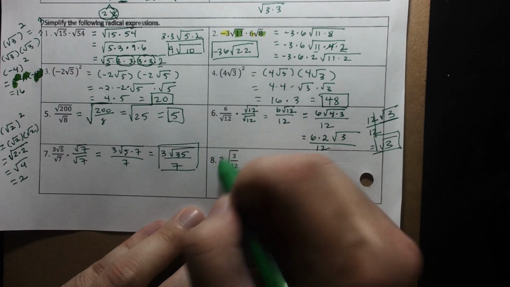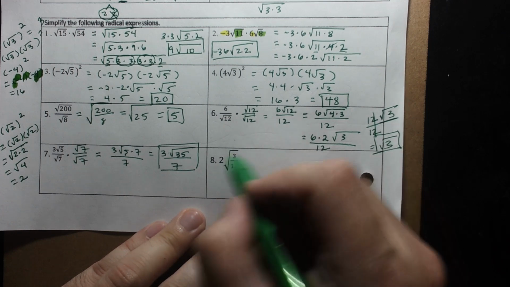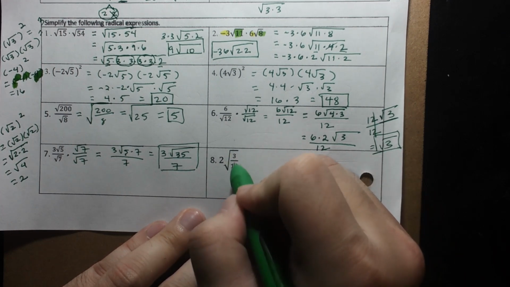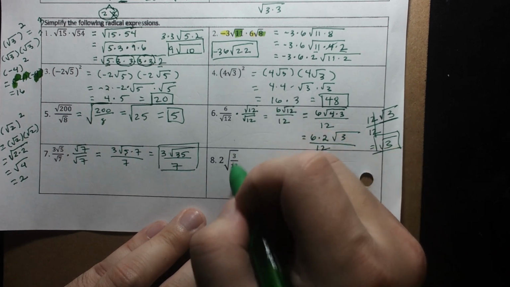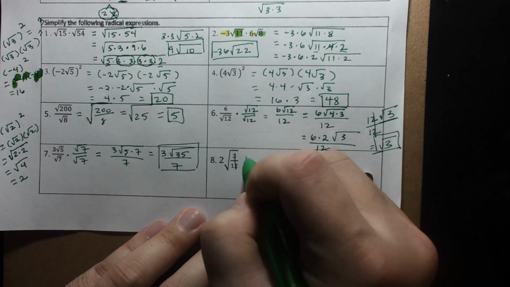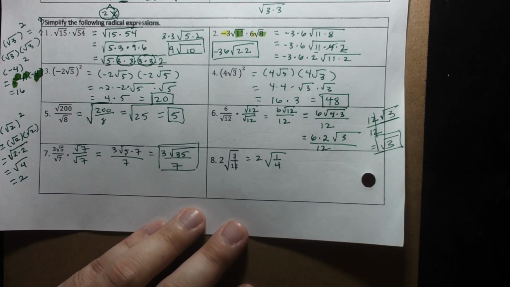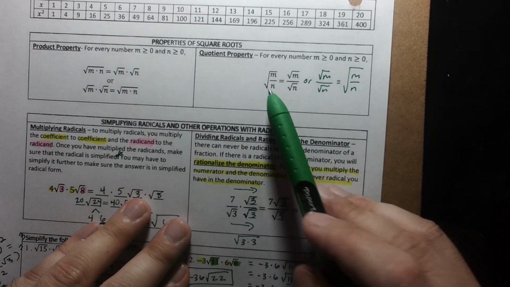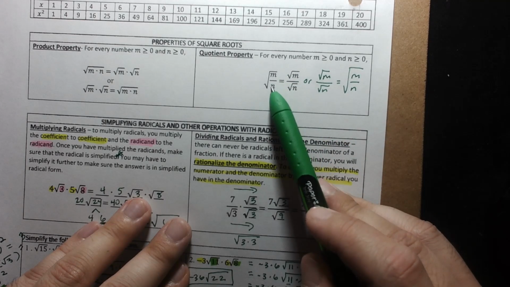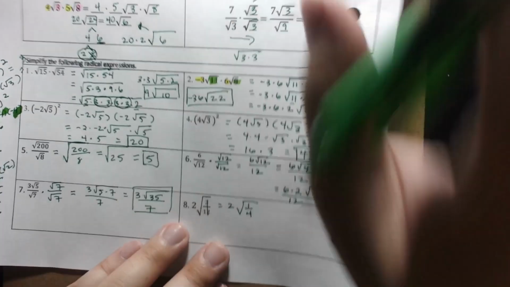We have number 8, 2 times the square root of 3 divided by 12. I noticed that we have a fraction here, 3 over 12, and I can actually simplify this, right? This can become 2 root 1 over 4. And then I can apply this rule here. If you have the square root of m divided by n, you can rewrite that as the square root of m over the square root of n. So let's go ahead and do that.